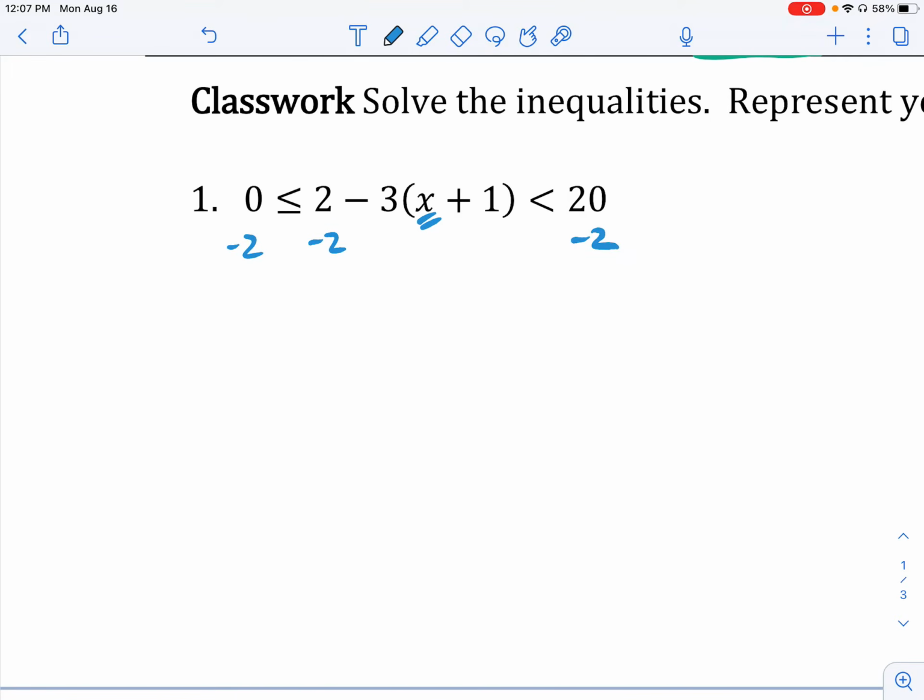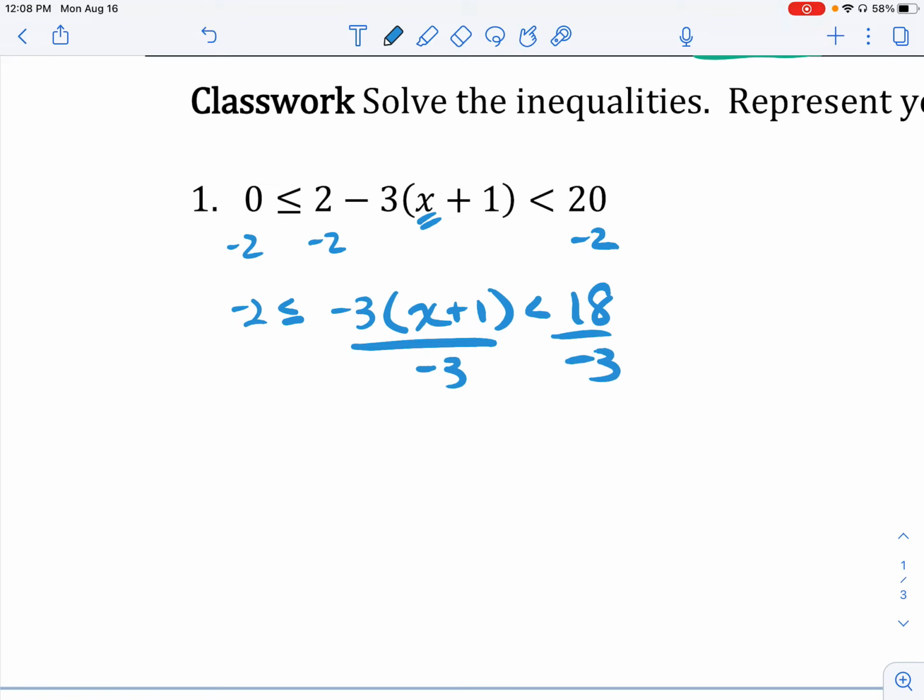And again, this isn't really anything too different. This just saves me the time of having to rewrite two different inequalities. So I've got negative 2 is less than or equal to negative 3 times (x plus 1) is less than 18. Now I'm going to divide everything by negative 3. And this gives me 2/3. And again, because I divided by a negative value, anytime you divide or multiply both sides by a negative value, you're going to flip that inequality symbol. And we got negative 6.